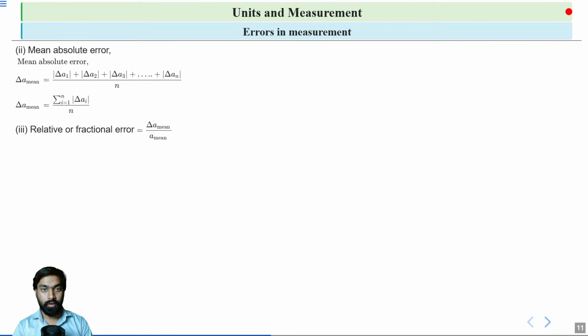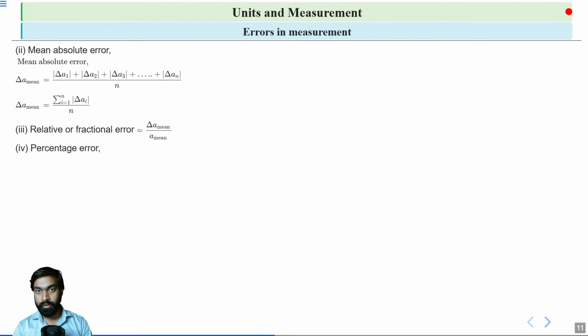Third is relative or fractional error. When we make a measurement, there is a possibility of some error. Absolute error only tells us about the magnitude of the error, such as an error of 5 grams or 10 centimeters. However, to understand the importance of that error, we need to compare it with the original value. So relative error indicates how large the error is compared to the original value. To calculate this, the absolute error is divided by the true value. So relative error is equal to Δa mean divided by a mean.